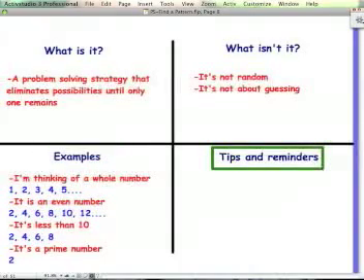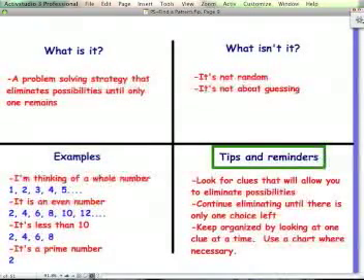Tips and reminders. Look for clues that will allow you to eliminate possibilities. Continue eliminating until there is only one choice left. Try to keep organized by looking at one clue at a time and use a chart where necessary.